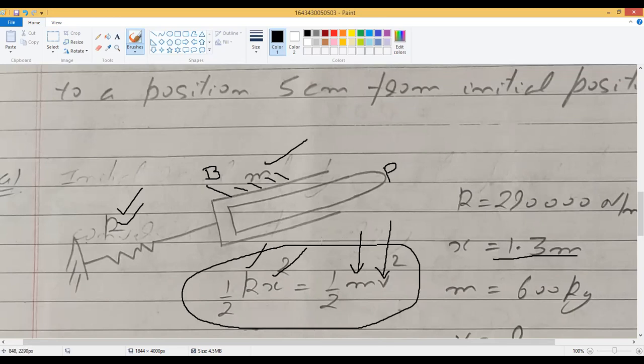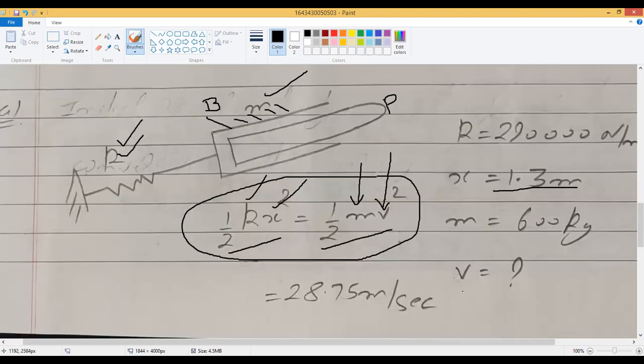So simply the conservation of the two energies, that is the kinetic energy of the barrel and the strain energy of the spring. These two can be balanced together to find out the initial velocity of the gun barrel. That is going to come out to be something like 28.75 meter per second. Obviously, this is elementary applied mechanics. So I suppose this is going to be clear, no sort of doubt might be existing in this particular problem.